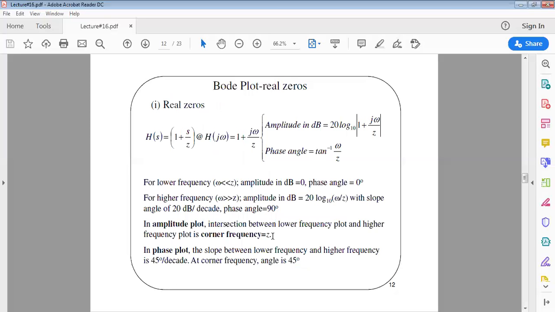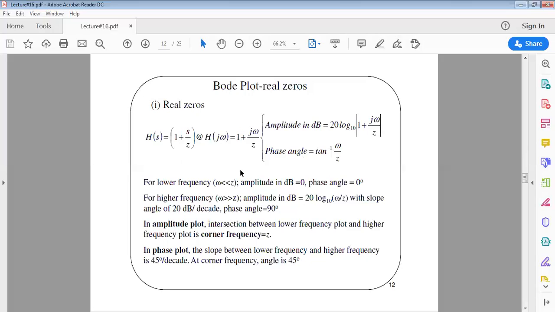Next will be a real zero case. For a real zero case, we are going to have H(s) is 1 plus s divided by Z. In j omega terms, we're going to have H(j omega) of 1 plus j omega divided by Z. Okay, so from here, we can write that the amplitude in dB can be written as 20 log of 1 plus j omega over Z, and the phase angle will be simply arctangent of omega divided by Z.